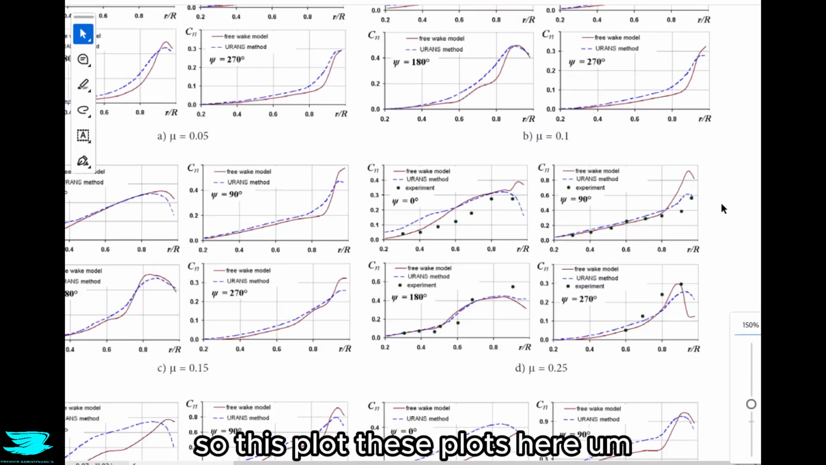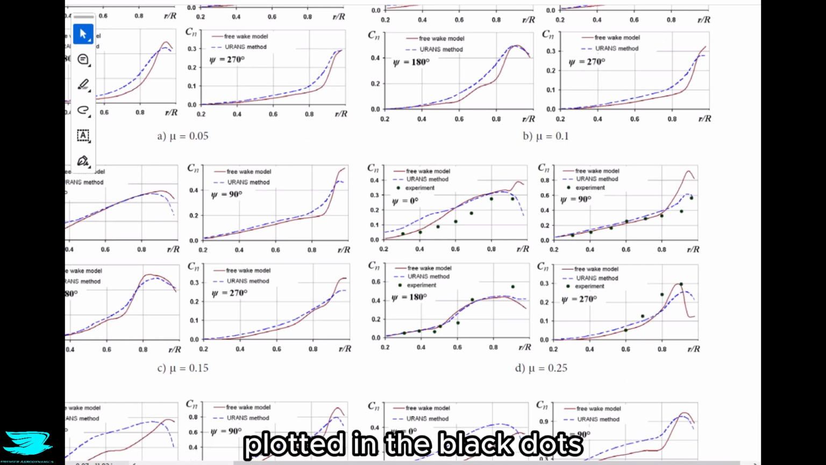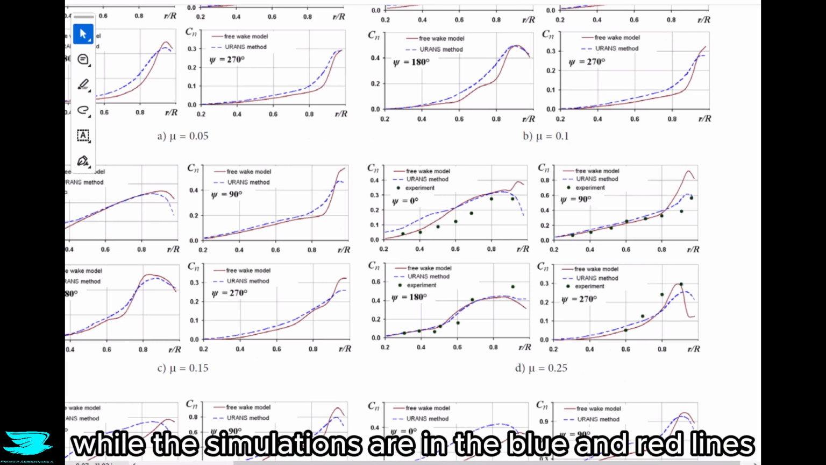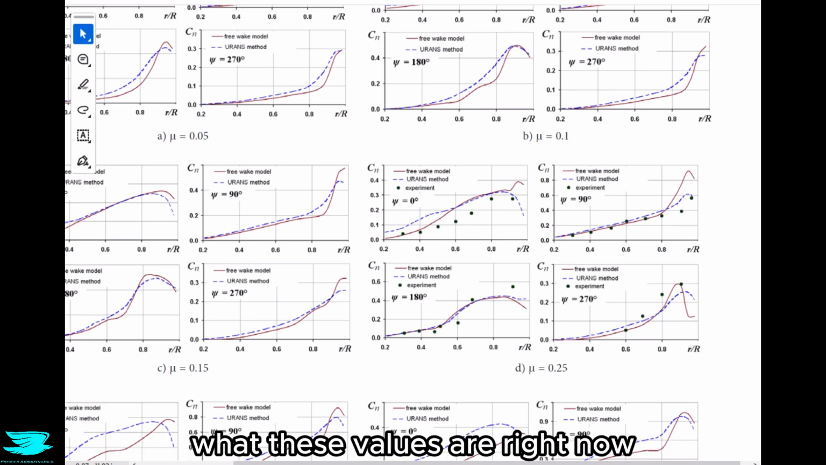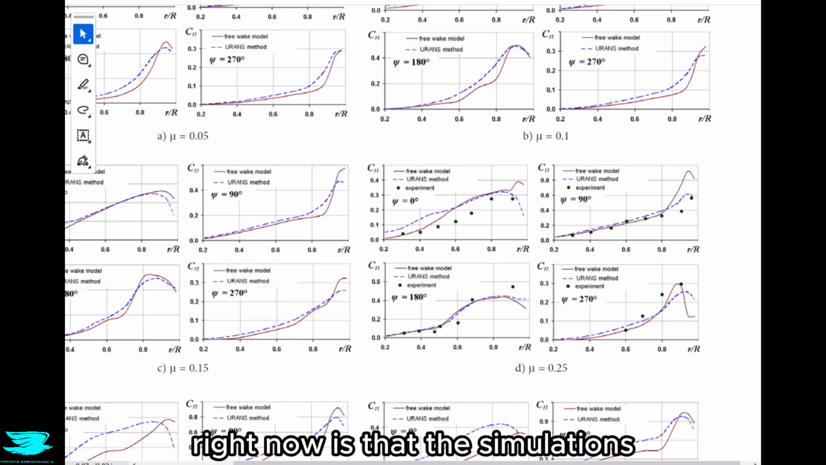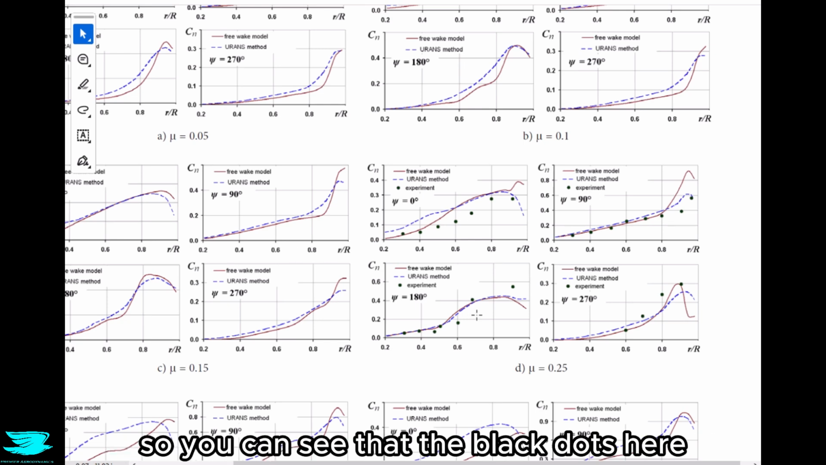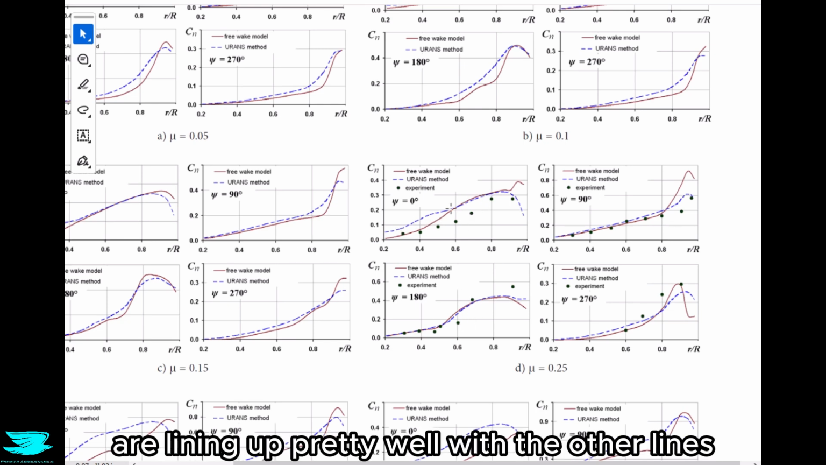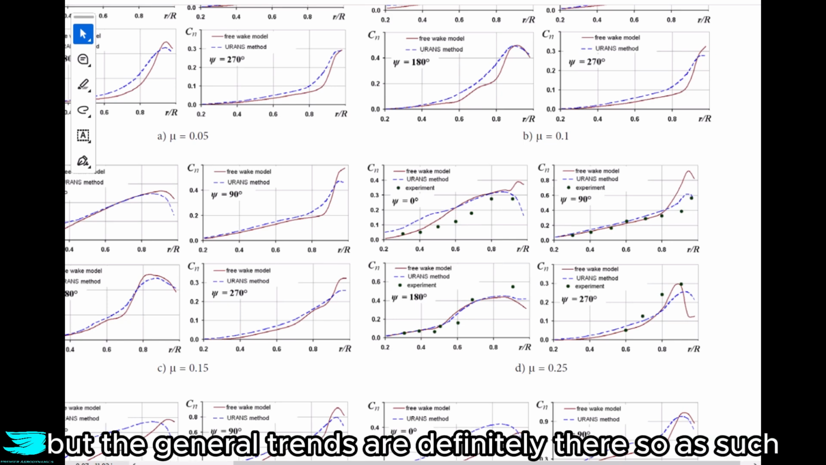So these plots here, we can see the experimental data plotted in the black dots while the simulations are in the blue and red lines. I'm not going to go through what these values are right now because we'll cover that a little later. All that's really important right now is that the simulations agree pretty well with the experimental data. So you can see that the black dots here are lining up pretty well with the other lines. The exact values are off, but the general trends are definitely there.